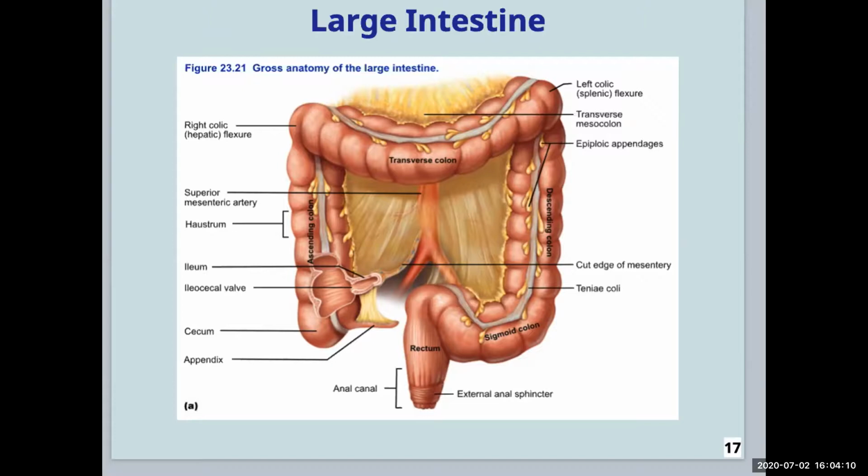Now, there are a few key features to your large intestine. Okay. These epiploic appendages are fat lobules that extend from various parts of your large intestine. Okay. And their primary function is fat storage. You also have these longitudinal fibrous bands known as taenia coli.